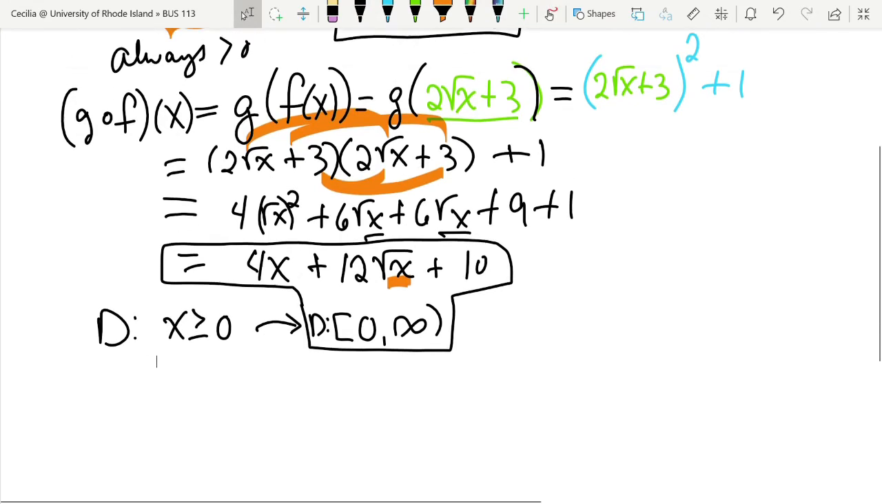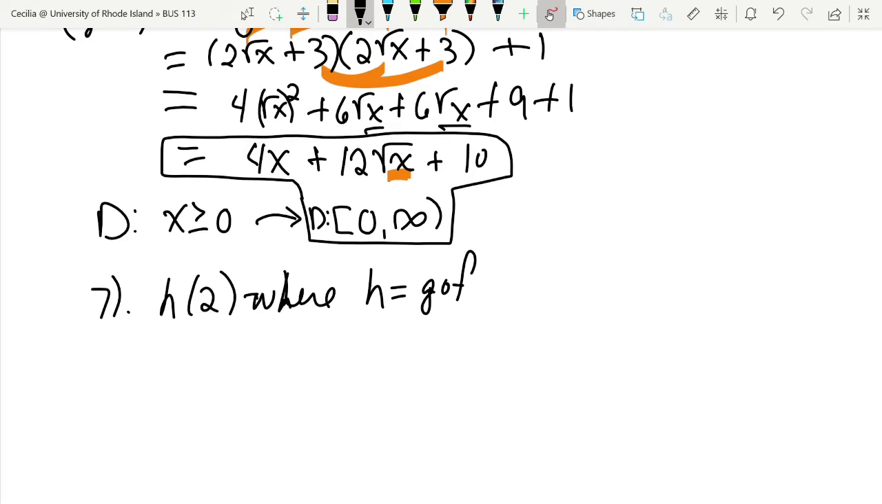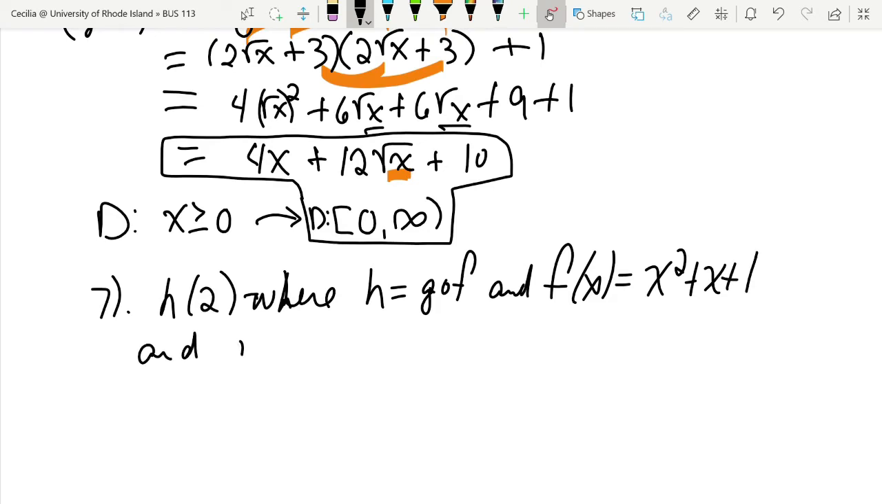That takes care of 6. So now let's look at 7. Seven says, find h of 2, where h is equal to g circle f, and f of x is equal to x squared plus x plus 1. And g of x is equal to x squared.